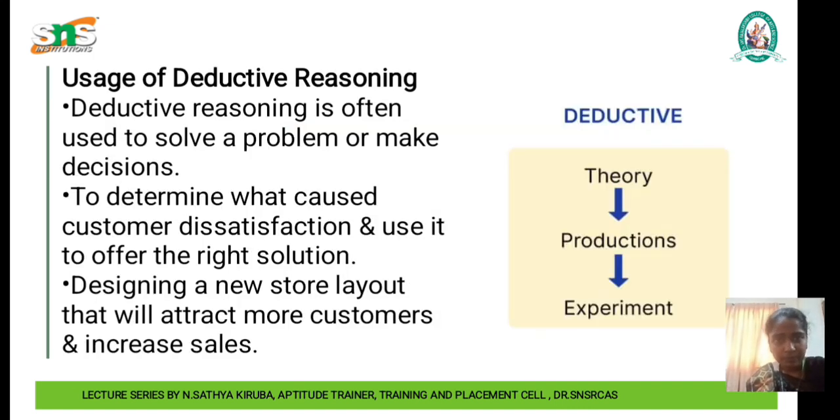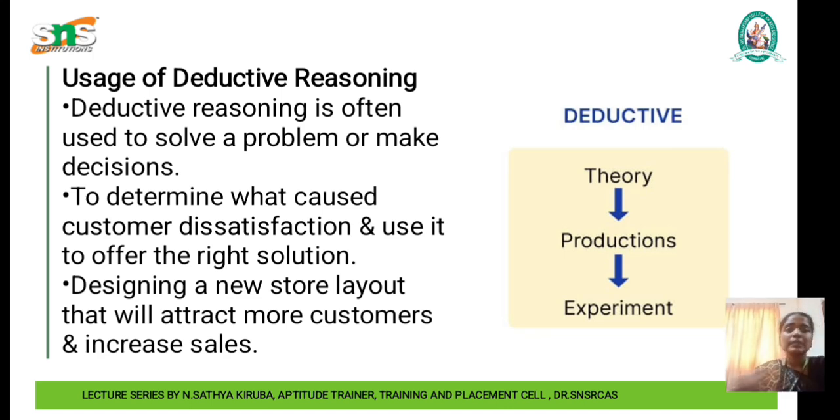Now, the usage of deductive reasoning. Deductive reasoning is often used to solve a problem or to make a decision. Sometimes you have to reach a conclusion, so you use this. You should conclude whether you can accept or reject the hypothesis that has been built. For example, determine what caused customer dissatisfaction and use it to offer the right solution. Suppose you have a market selling products and customers are dissatisfied by something. You should find out what it is and conclude that it has to be rectified so that the sales level will increase.